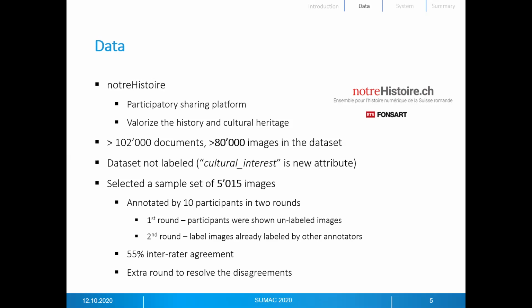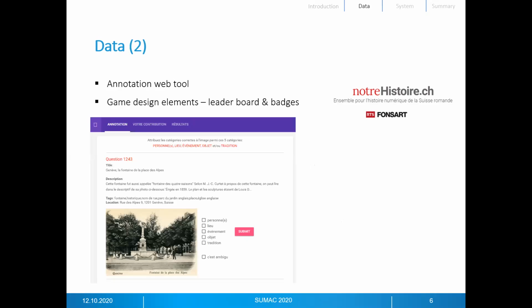Inter-rater agreement was 0.55, and considering this is a multi-label classification task with 5 classes, this number can be considered substantial. Another extra round was used to resolve the disagreements. For the annotation, we developed a web application which included game design elements such as a leaderboard and badges.